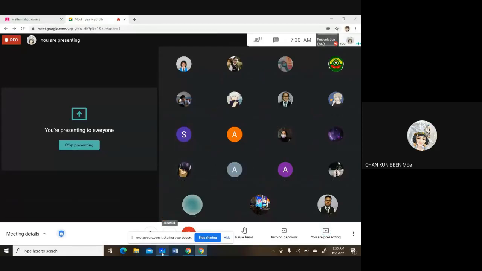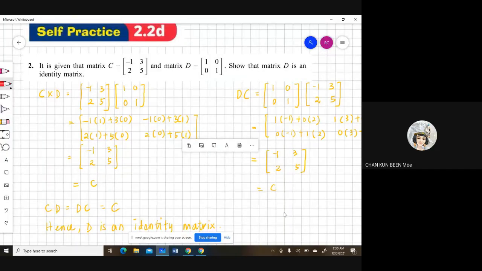Okay, let's check on exercise 2.2D first. So you look at question number 2. You're given matrix C and D. Show that matrix D is an identity matrix. So what you do is you are going to multiply both with the identity matrix.